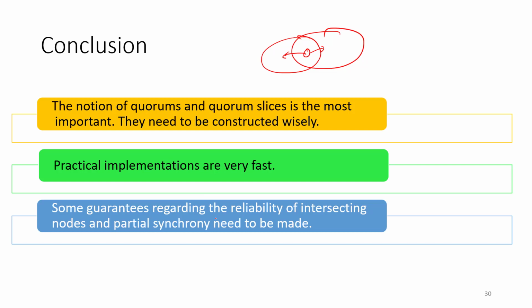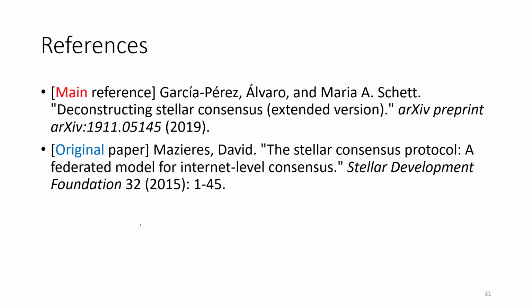Some guarantees regarding the reliability of nodes and partial synchrony need to be made, but those are not impractical guarantees, they're quite practical guarantees. And that is why the Stellar protocol is called an internet level protocol, because you can really achieve consensus on a very large and wide scale.